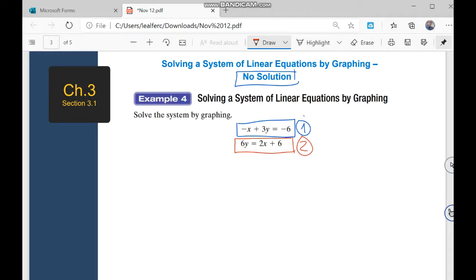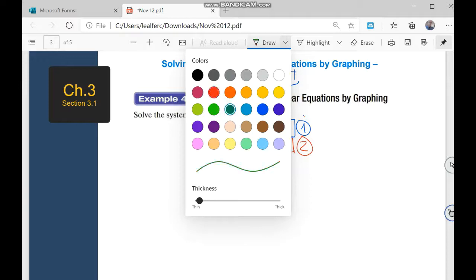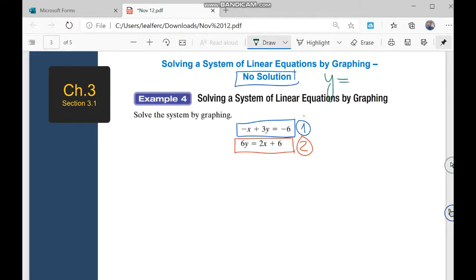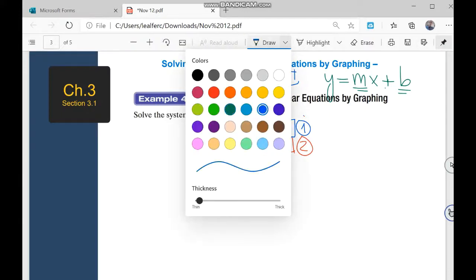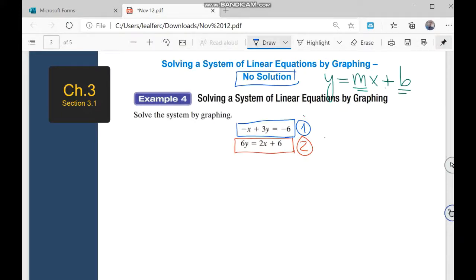And what we will do, we will change each equation so they look like the slope-intercept form, y equals mx plus b, so we can identify the slope m and the y-intercept b. Right? Let's start with equation number 1, which is negative x plus 3y equals negative 6.